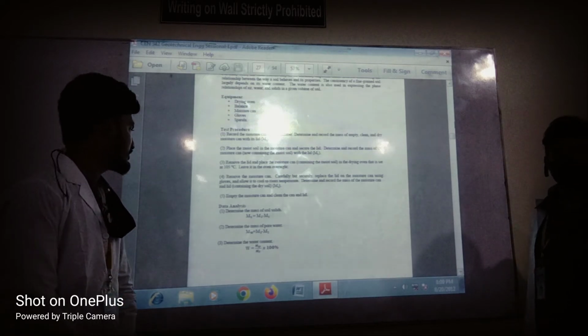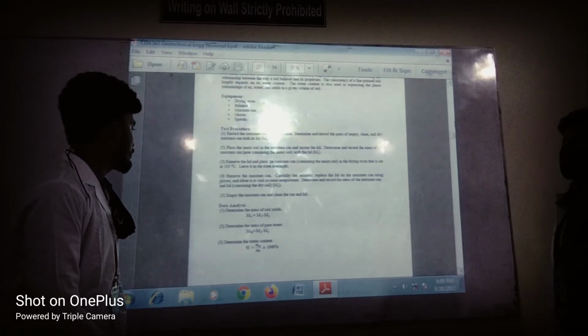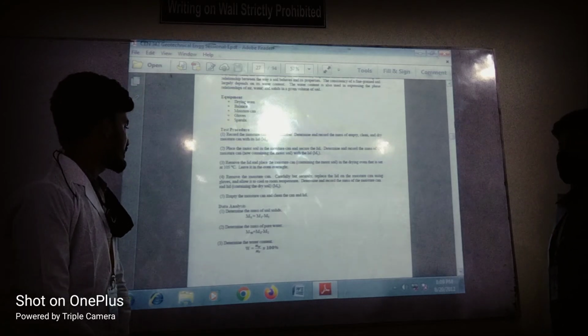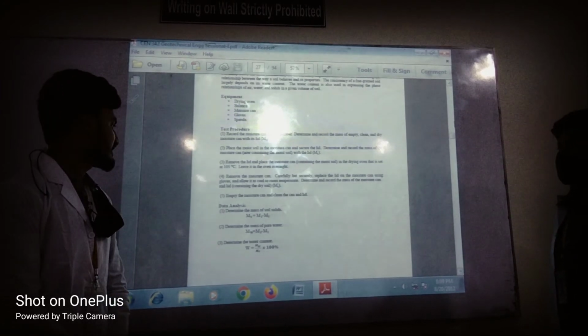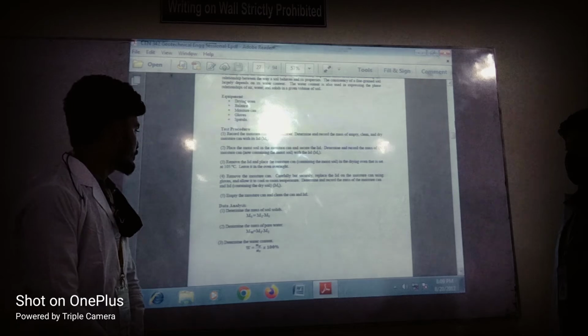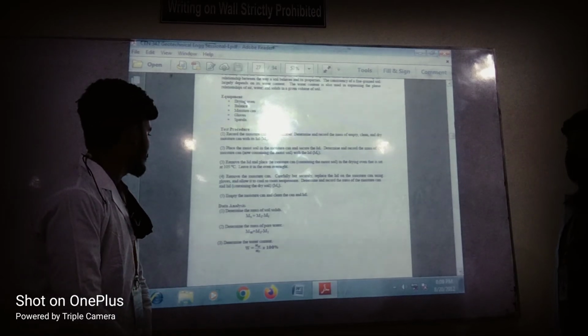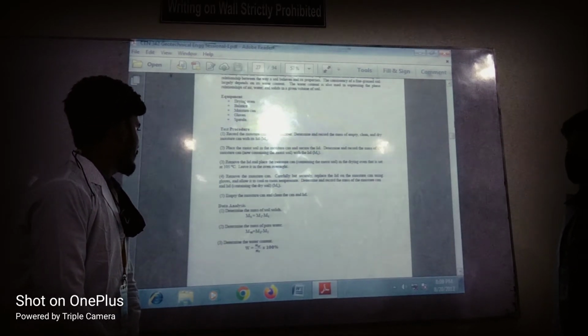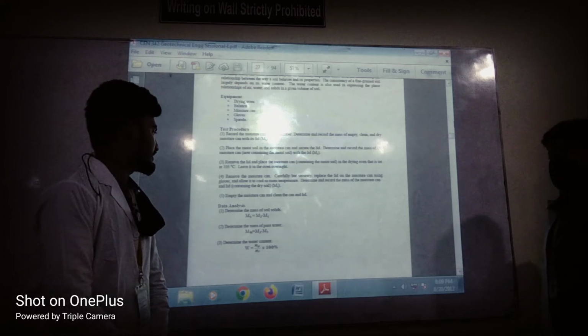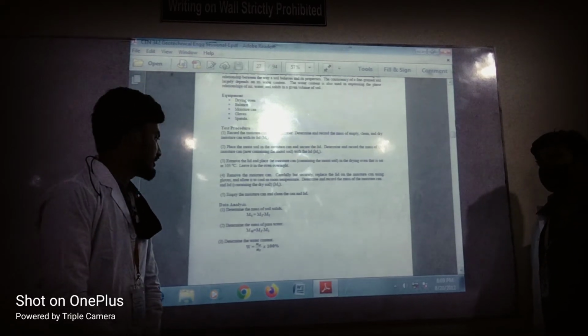And now come to the point 3. Determine the water content. Here the equation is W equal Mw divided by Ms into 100%. Here Mw is the pore water and Ms equal soil solid into 100. That is our main purpose.